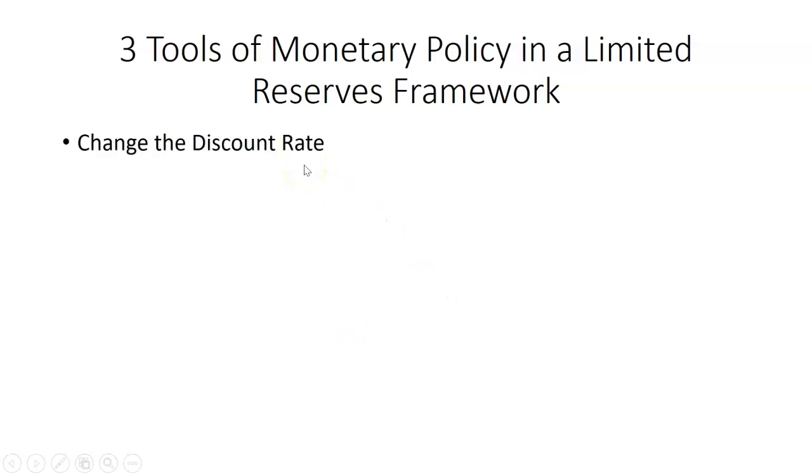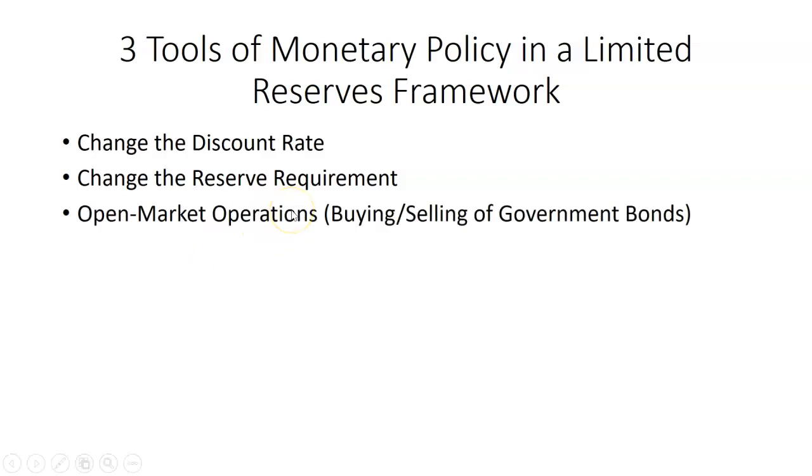So one of the tools of monetary policy is that the central bank can change the discount rate. Remember that the discount rate is the interest rate that the central bank charges member banks for taking out a loan. They could also change the reserve requirement. For every demand deposit that is put in, again, a certain percentage has to be put into the required reserves. And the third tool of monetary policy is the open market operations, the buying and selling of government bonds.